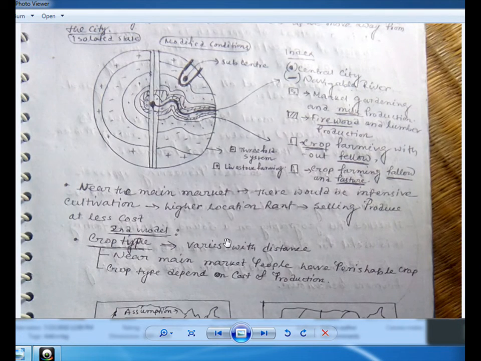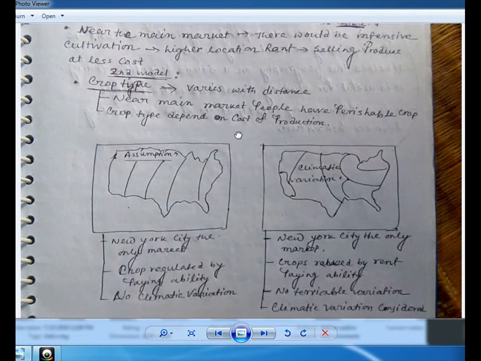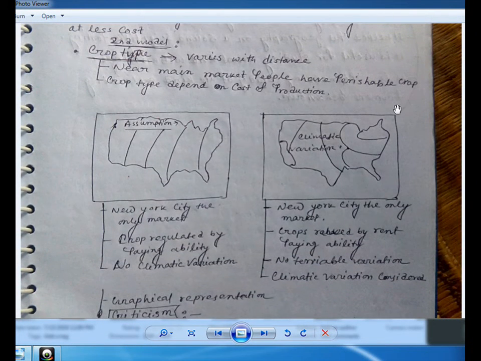The second model is crop type, which varies with distance. Near the main market, people grow perishable crops. Crop type depends on the cost of production.